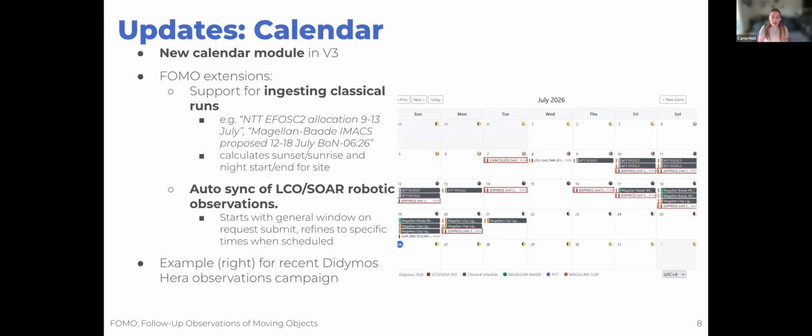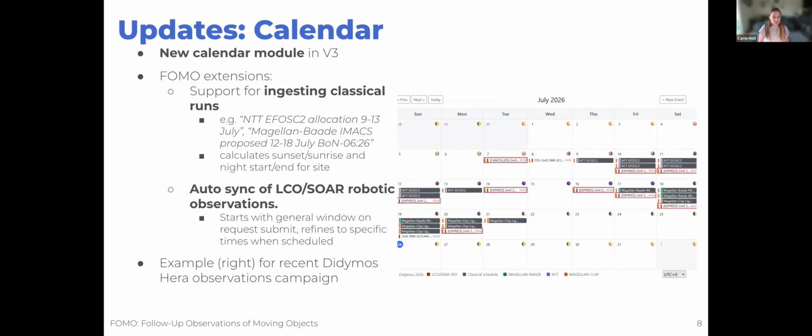Another update is we've added a new calendar module. So we can support ingesting classical runs. So you can say, I'm observing on NTT, these range of dates, I'm observing on this, just the first half of the night. And it'll also calculate different observing parameters you might need, like sunrise, sunset, night start, end.